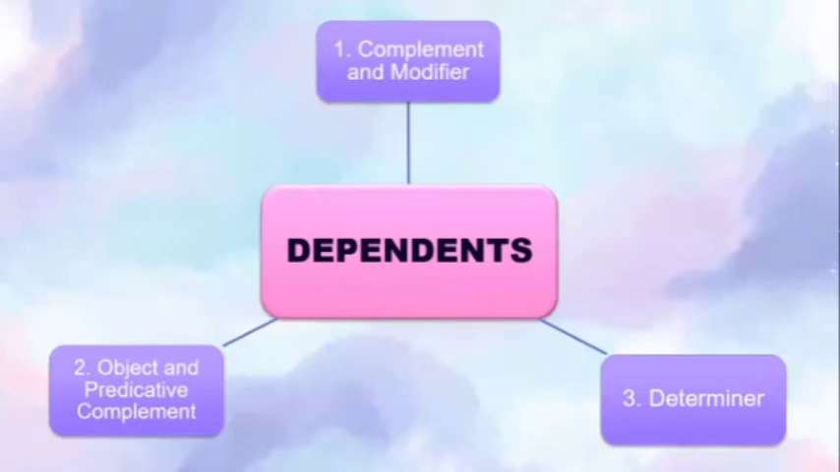Next, I'm going to explain about dependents. Actually, there are so many kinds of dependents, but the ones that I'm going to explain to you are the three most important, or you can call them the common dependents in phrase structure. The first is complement and modifier. The second, object and predicative complement. The third is determiner.